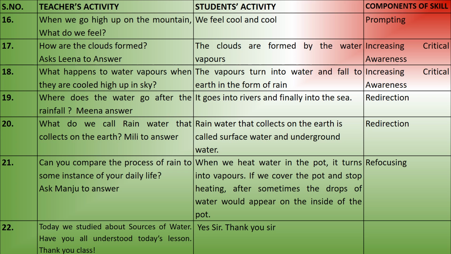The teacher will then ask Manju to answer, can you compare the process of rain to some instance of your daily life? Manju will answer, when we heat water in the pot, it turns into vapors. If we cover the pot and stop heating after some time, the drops of water would appear on the inside of the pot. The component used is refocusing.